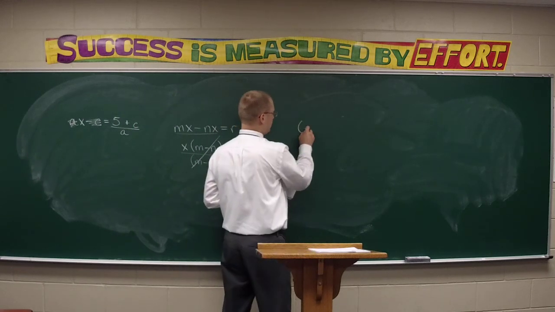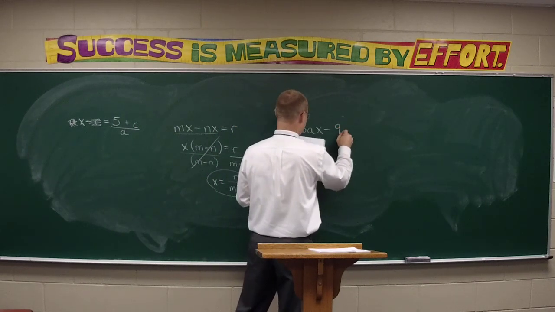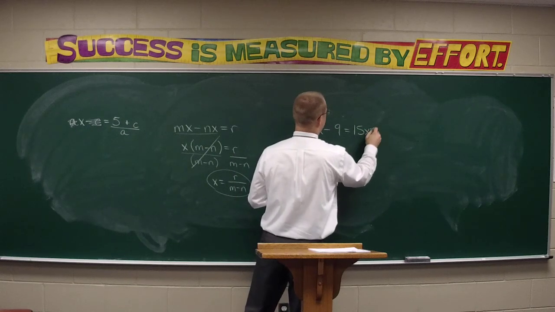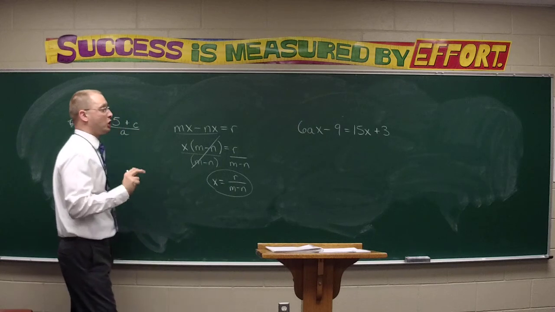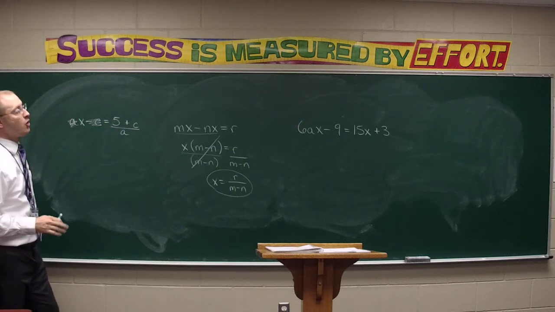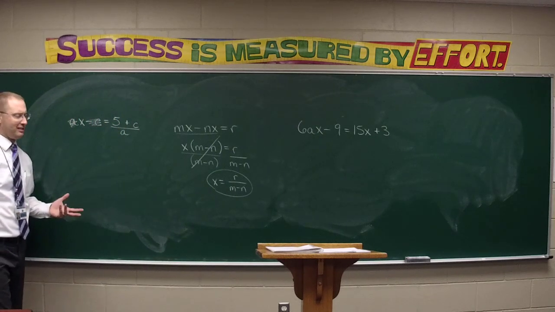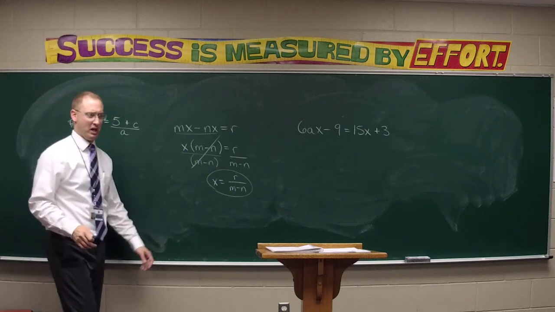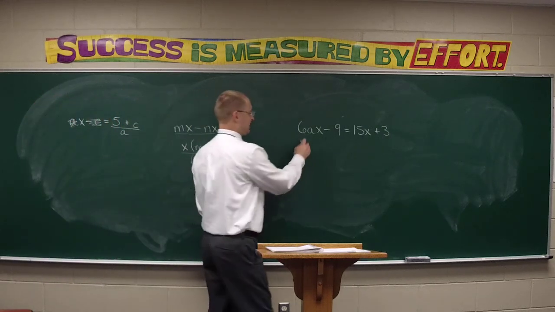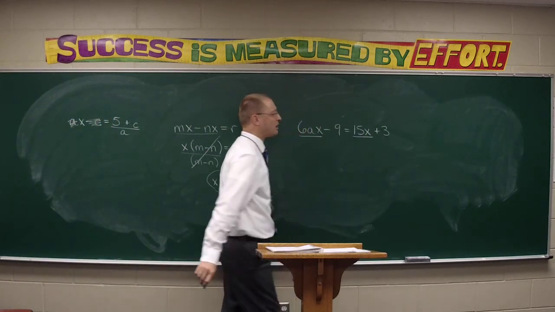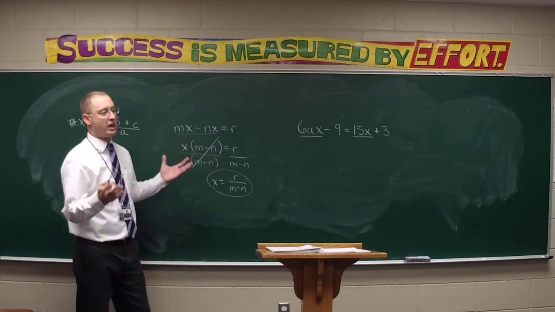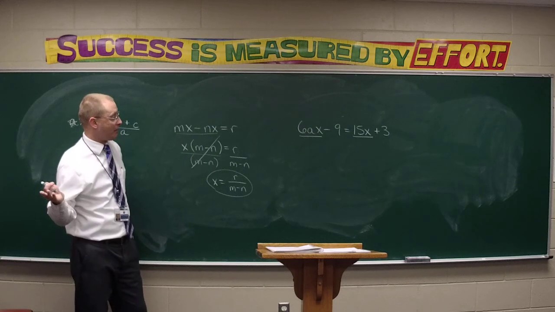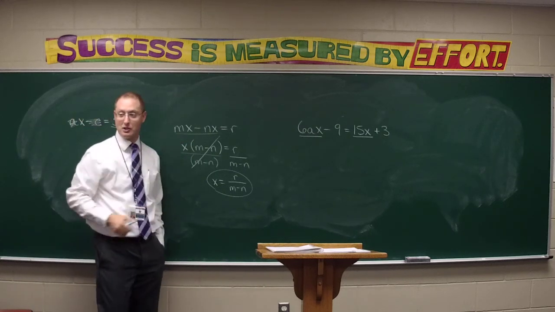Write this down if you would. 6ax minus 9 is equal to 15x plus 3. Once again, we have two terms with x's. Normally, I'd say get rid of the little one, but how do you know which one's the little one, right? You got a 6ax, you got a 15x. There's no telling which one's the little one. So just get rid of one of them. Move them so they are together. So we'll let the little, I mean, Kendall, pick. Which of these would you like to move?